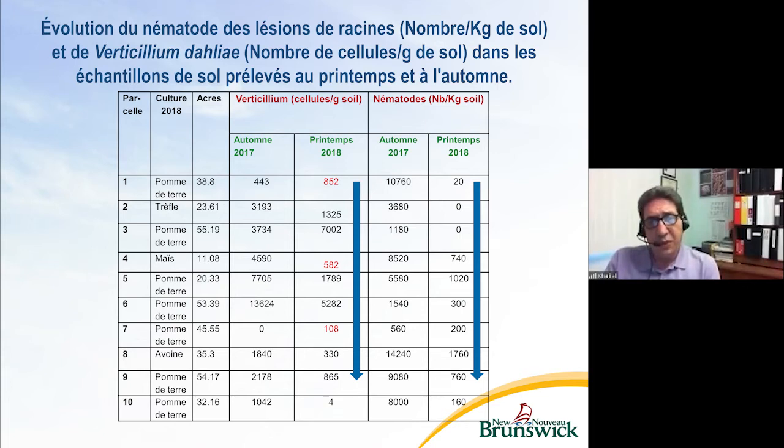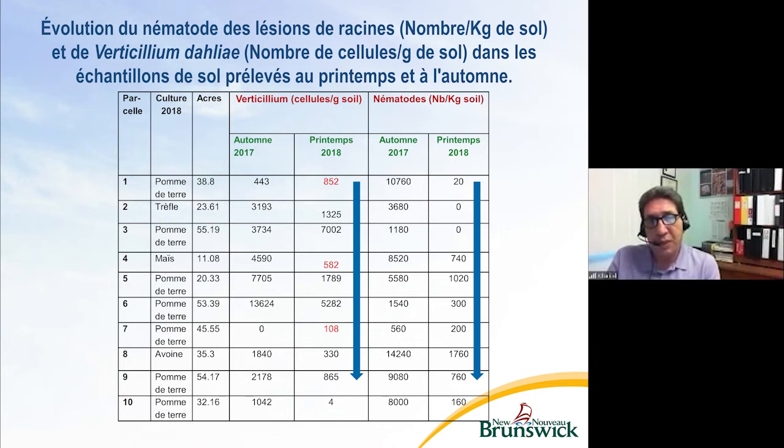Here I also wanted to show in this table what happens over time. We followed some of the fields over time to see whether the numbers of Verticillium cells or root lesion nematodes change between the fall and the spring, that is, when you should take the soil samples. For example, in the fall of 2017, the number of Verticillium cells per gram of soil was high, but when we took samples from the same fields in the spring, they were low. Same thing for root lesion nematode.